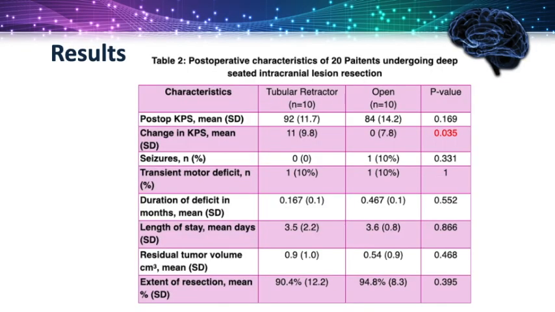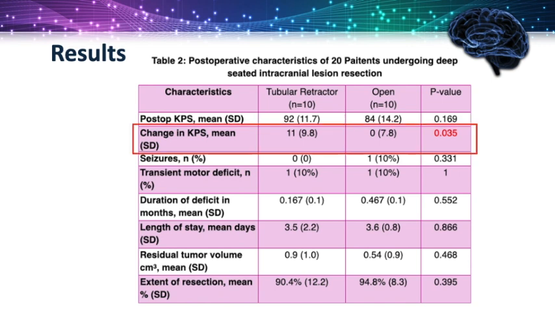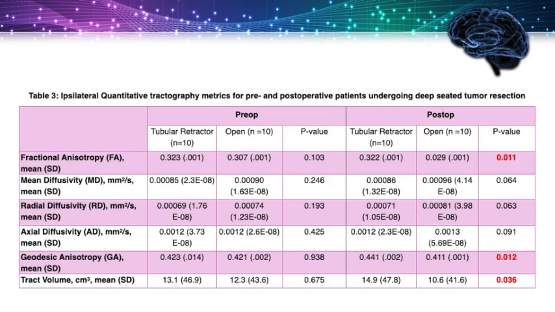Looking at the clinical perspectives that we're often familiar with postoperative craniotomy surgeries, we did find that there was an improvement in the KPS of our tubular retractor group compared to our open surgical group, whereas the other postoperative issues such as seizures, motor deficits, length of stay, and postoperative extent of resection and residual tumor volume were similar between the two modalities. When we start looking at the quantitative data, we find in our preoperative group similarities in the numbers, both in the anisotropies and the diffusivities.